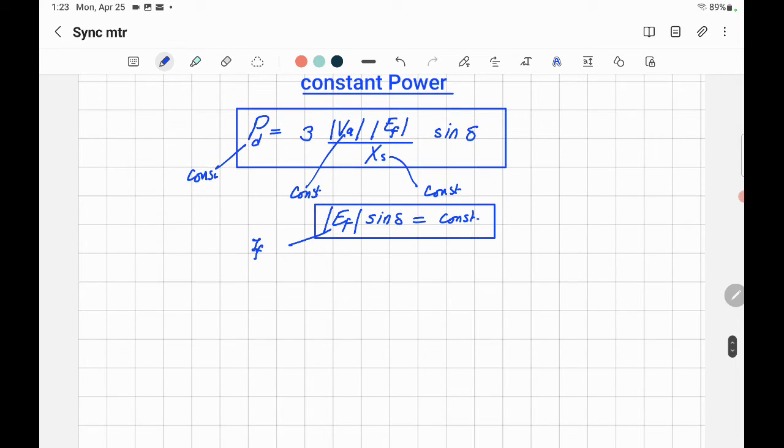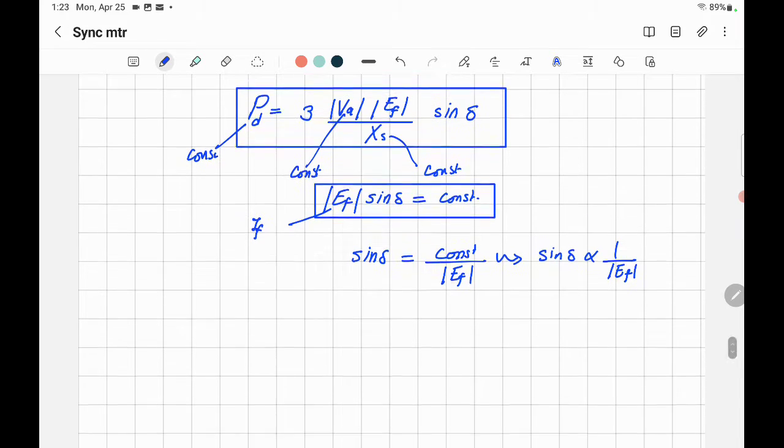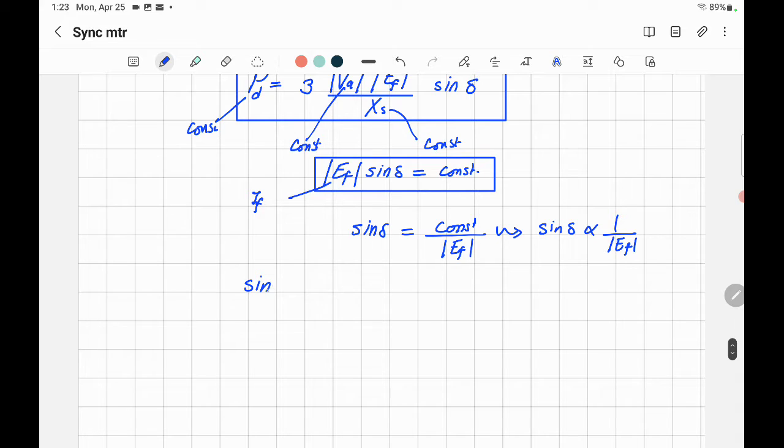So to keep this constant, we can say that sine delta is equal to a constant divided by the magnitude of the excitation voltage. In other words, sine delta is inversely proportional to the magnitude of the excitation voltage. So if you have two values, you can say sine delta 2 over sine delta 1 is equal to excitation voltage 1 over excitation voltage 2. Simply, that would be the relationship.